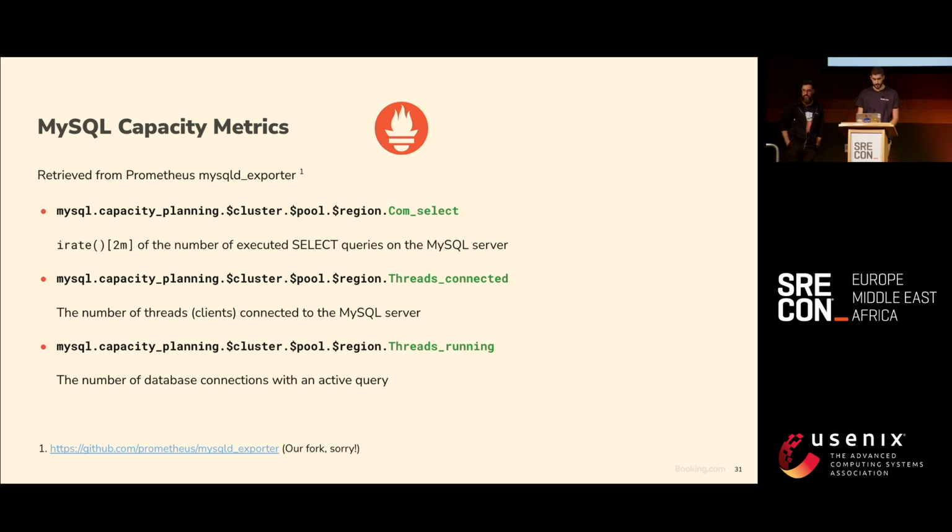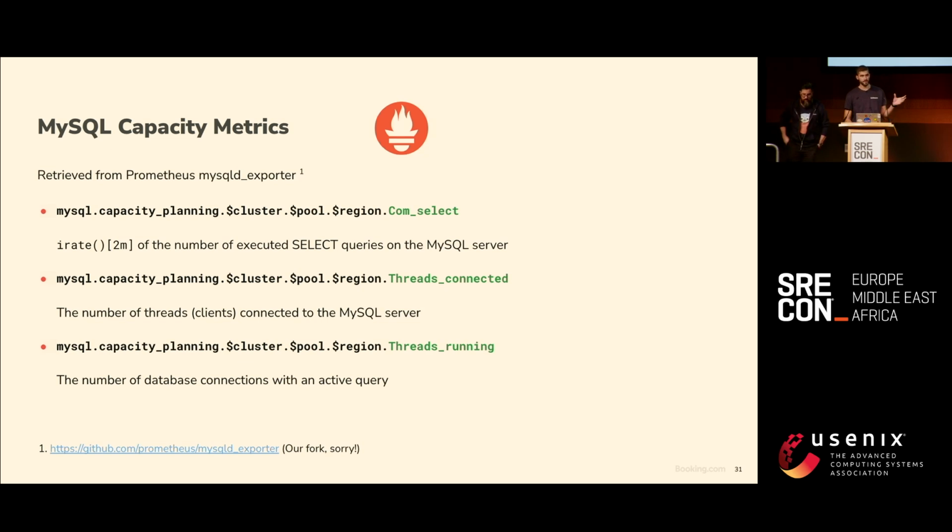The 3 metrics that we care about are the number of select statements performed by a MySQL server, and we take the irate of it over the last 2 minutes. Then we care about the threads connected, which is the number of threads or clients that are connected to a MySQL server. And finally, we do care about the threads running. These are the MySQL connections or clients that are actually running a query right now. We do measure those 24/7.